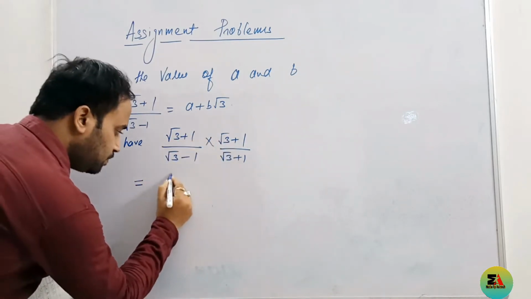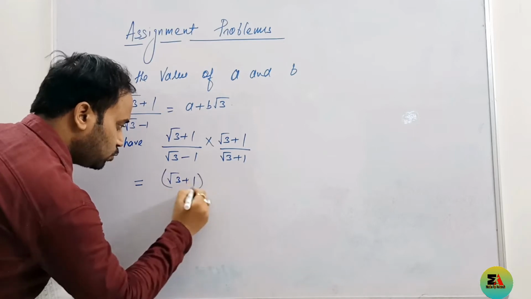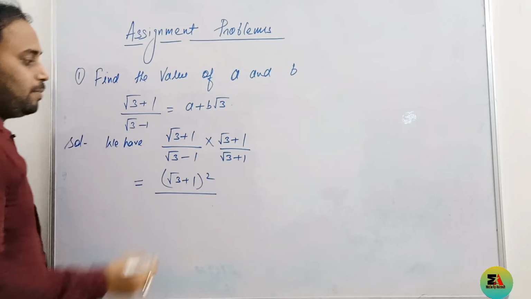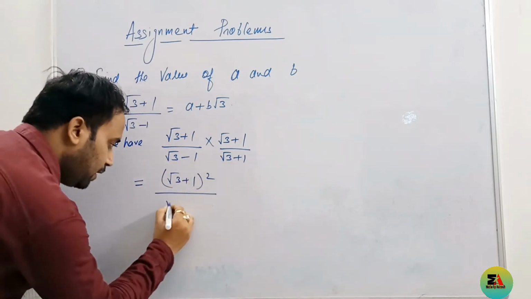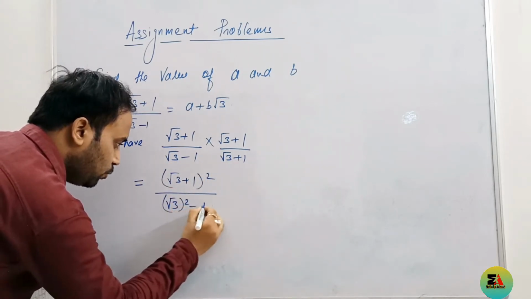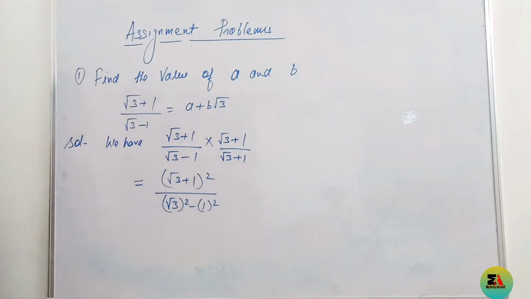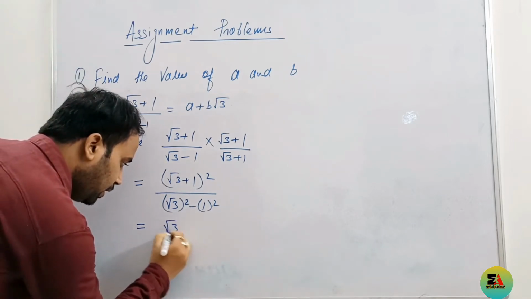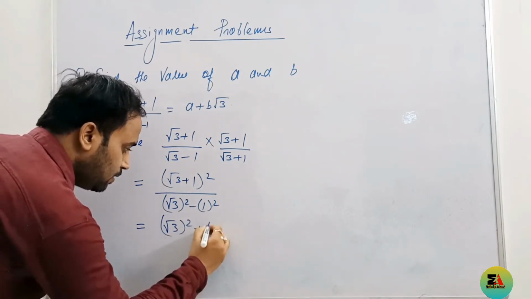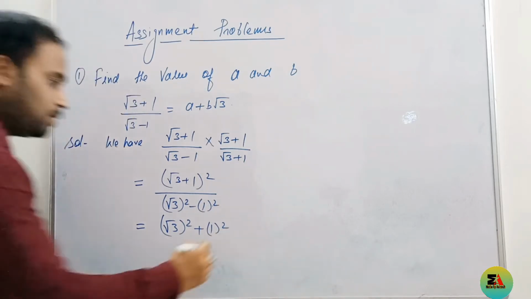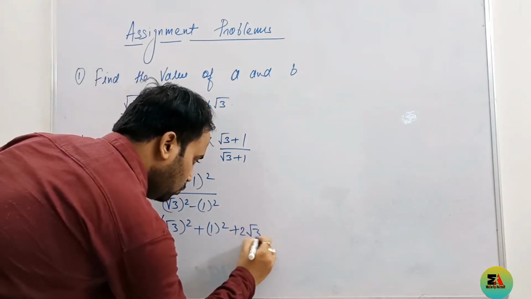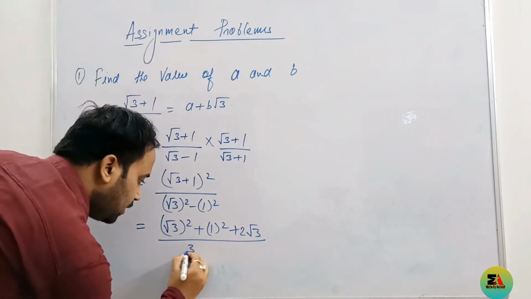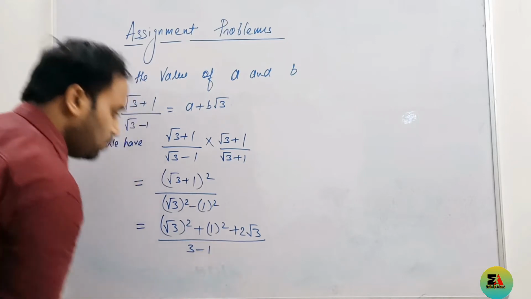This becomes (root 3 plus 1) whole square, because both quantities are the same, and our denominator becomes (a minus b)(a plus b). What do we write here? a square minus b square. Clear? Now break the numerator. It becomes a square plus b square plus 2ab, and in our denominator, root 3 square becomes 3 and this is minus 1.